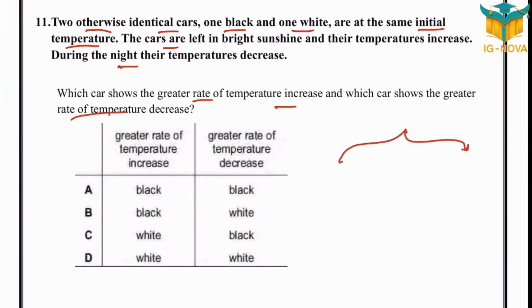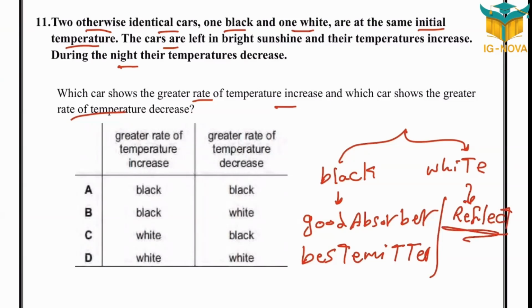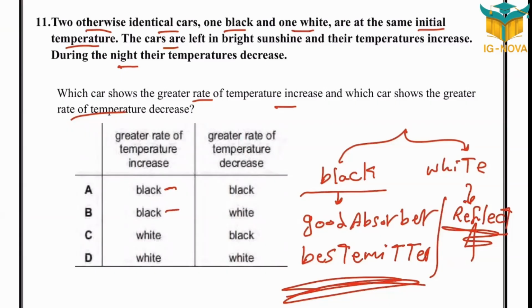If you remember, black is the best absorber and the best emitter, while white just reflects most of the rays. So this is the best one, the black car. It will radiate faster, with a larger rate than white. The rate of temperature increase goes for black. A greater rate of temperature decrease also goes for black, so I'm going to go for A.